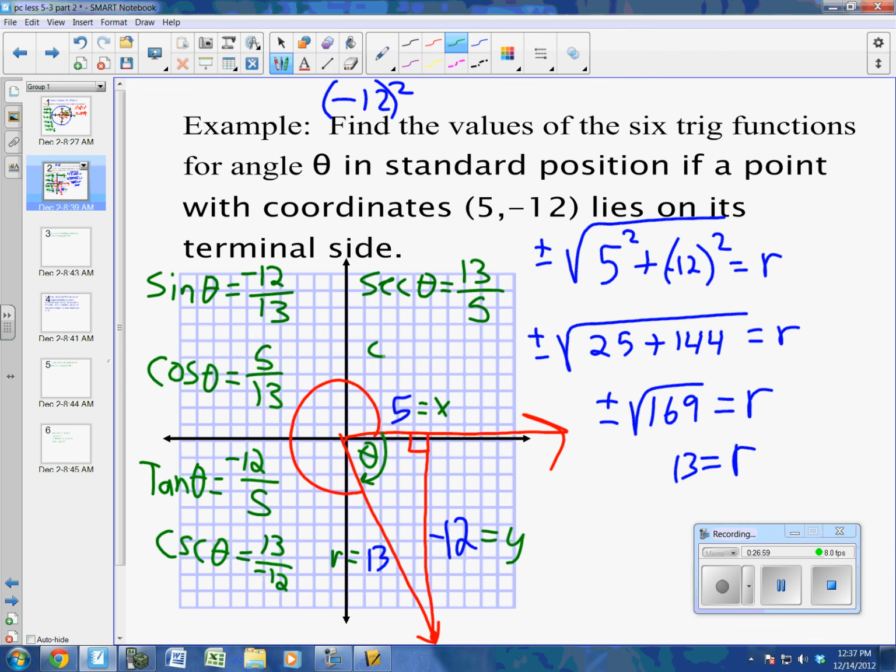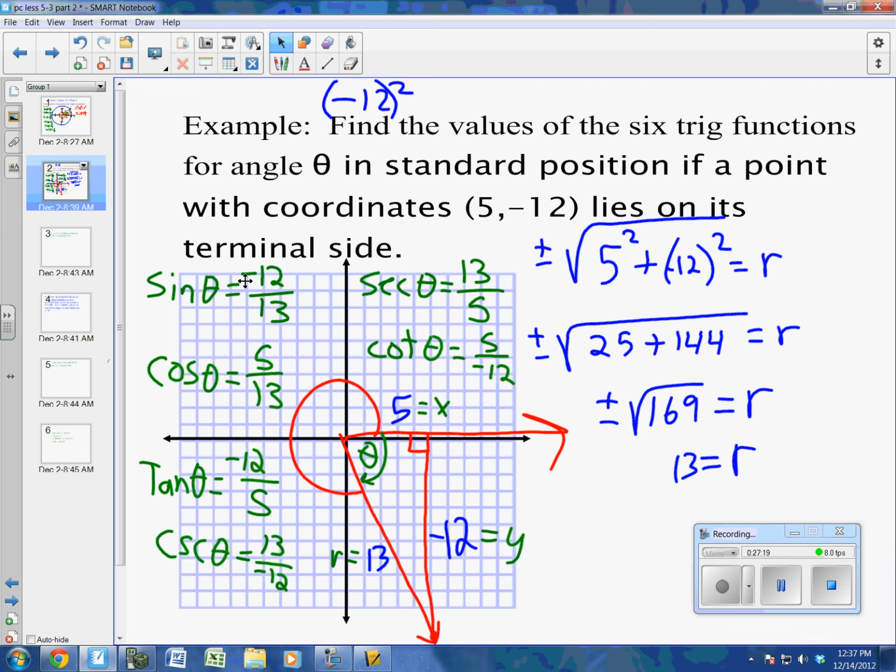What's the cotangent? It's what? 5 over negative 12. How did you get that? Flip what over? The tangent. Took the reciprocal of the tangent function.